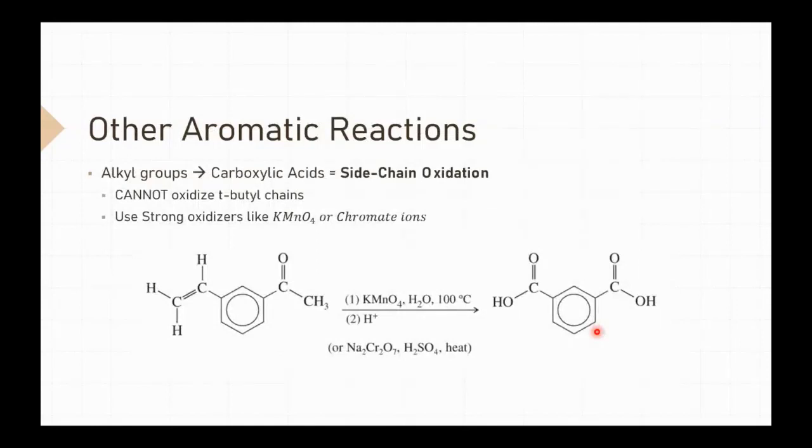Now this one is pretty easy. If you have any R groups on your benzene ring and you add KMnO4 or any chromate, it will turn those R groups into carboxylic acids. No matter how long the chain is, it could be 1,000 carbons long, it will turn it into a carboxylic acid. So this one turns into a carboxylic acid, same one on the right.